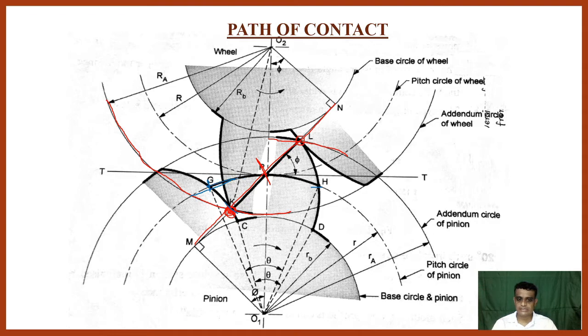GH is referred to as the arc of contact. KL is referred to as the path of contact. Just like KP is the path of approach, GP is called the arc of approach, and PH is called the arc of recess, just like PL is called the path of recess.